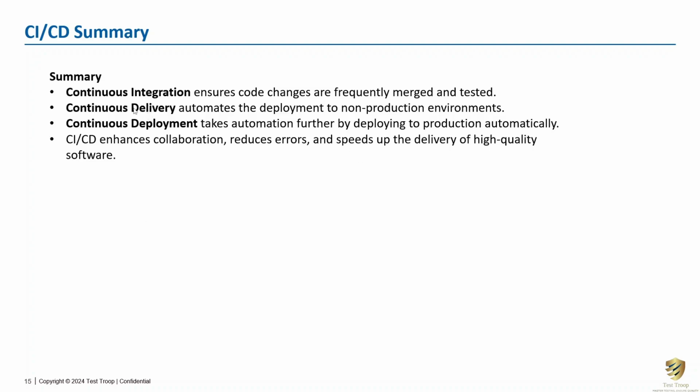So in summary, continuous integration ensures the code changes are frequently merged and tested. This ensures that the shared repository is always in a deployable state. Continuous delivery automates the process of deployment up to the non-production environments. Continuous deployment takes automation further by deploying the code into production automatically. So overall, CI/CD enhances collaboration, reduces errors, and speeds up the delivery of high quality software.